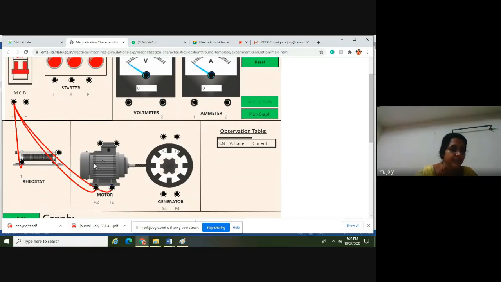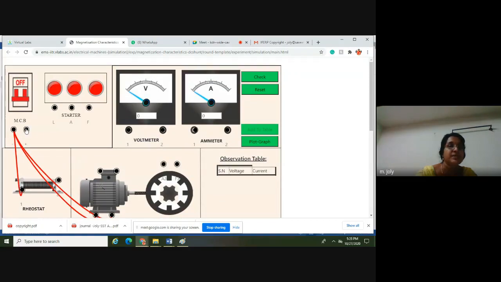Then connect MCB positive to starter L. So MCB positive you can see. From here to starter L connection, line connection. Then connect starter A to motor A1. These are the A1 and F1 terminals. So starter A to motor A1.